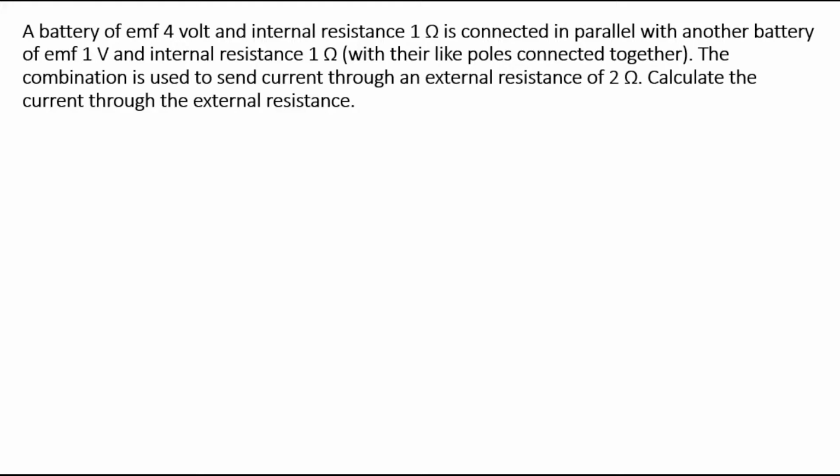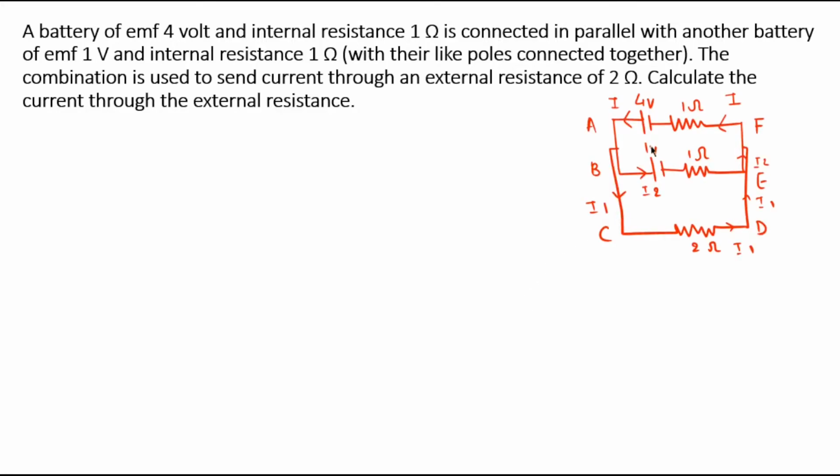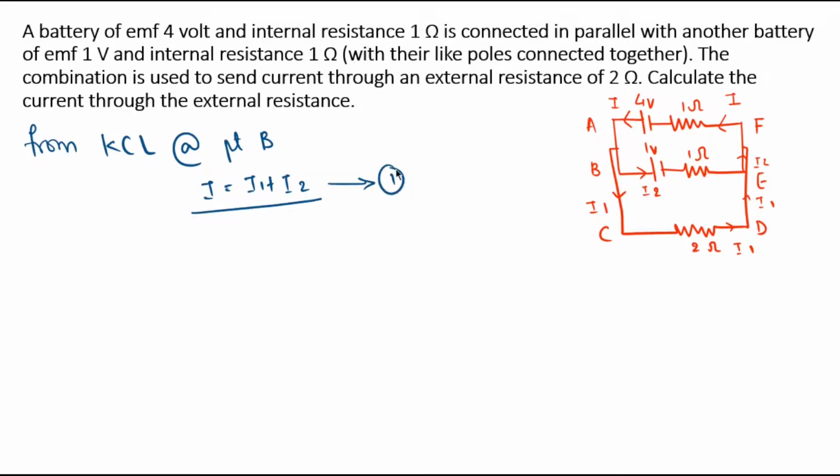So first of all, let's draw the circuit based on the given condition. Now our circuit will look like this. Two EMFs of 4 volt and 1 volt are connected in parallel with an external resistance of 2 ohms, and we need to find the current passing through the external resistance, which is our I1. Now if you apply KCL at point B, you will see that current I splits into I1 and I2. So from KCL at point B, I equals I1 plus I2. Let's name it equation 1.